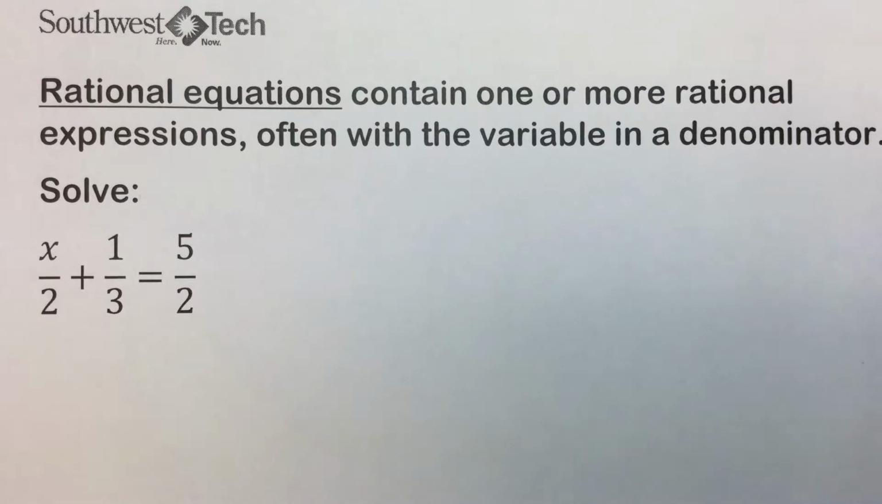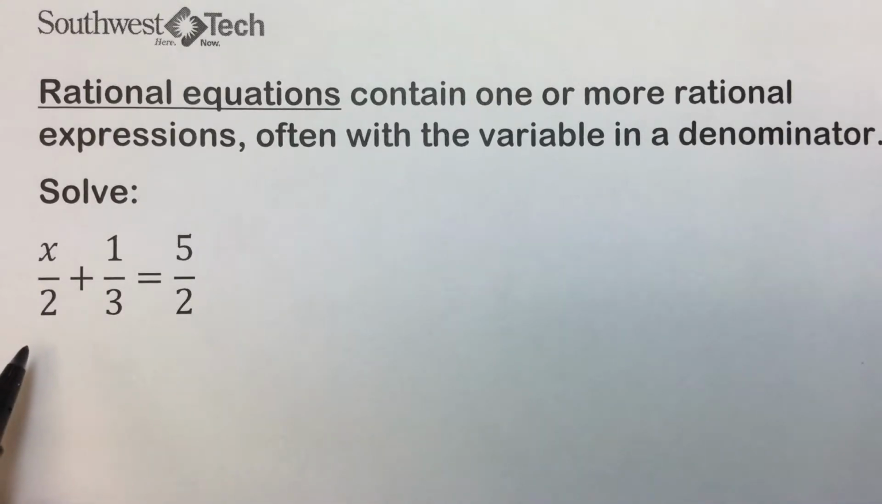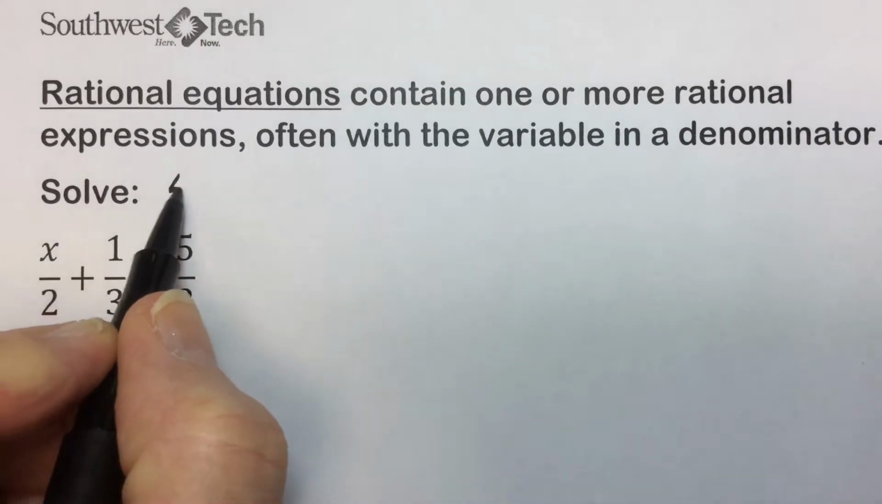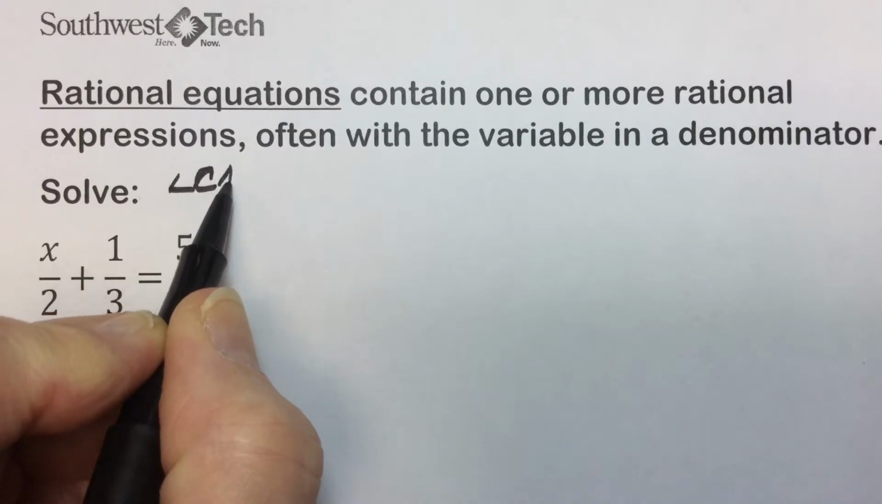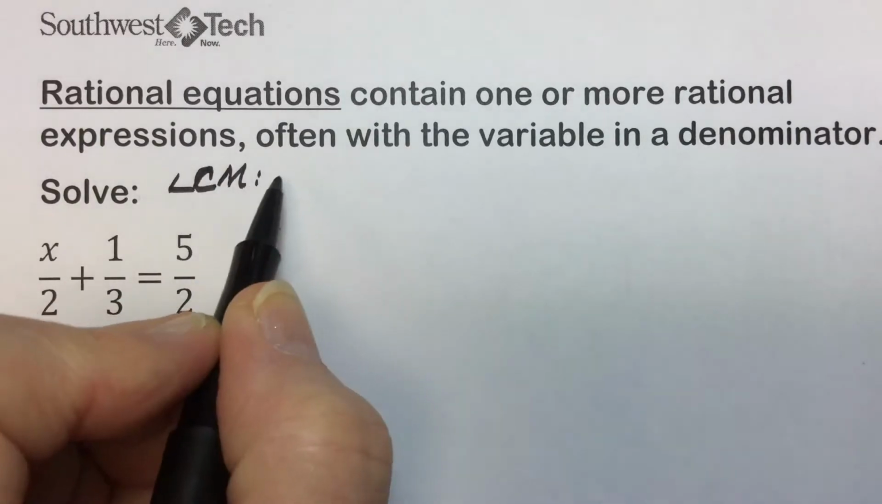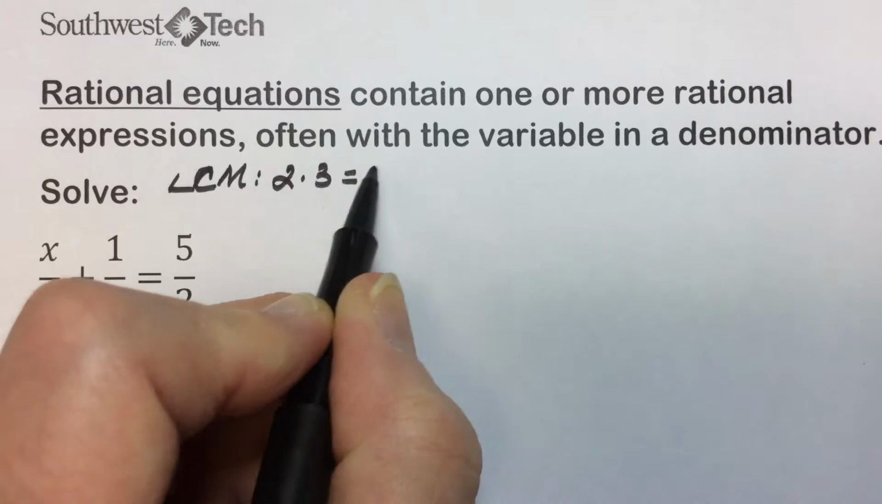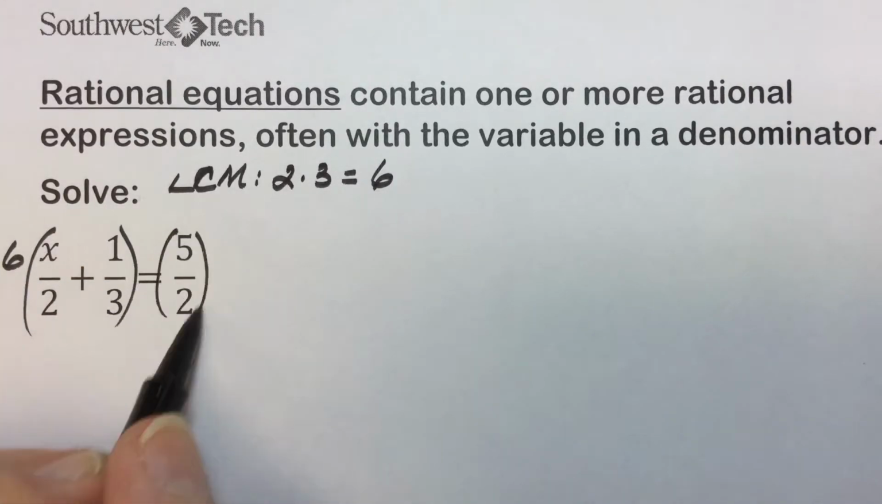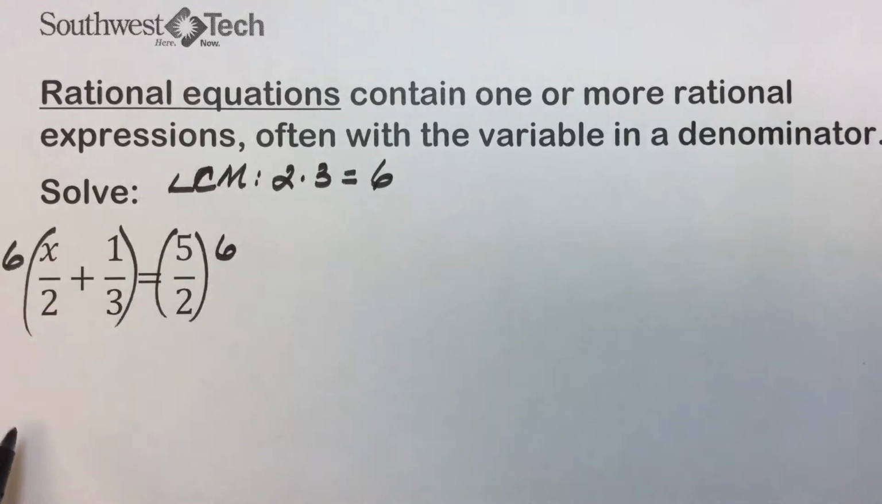Well, in this first equation, we don't have variables in the denominator, so we don't need to concern ourselves with that restriction. The next step to solve this equation then is to clear the equation of fractions by multiplying by the least common multiple of the denominators. That least common multiple is going to be 2 times 3 or 6. Maintaining equality, we'll multiply both sides of the equation by 6.